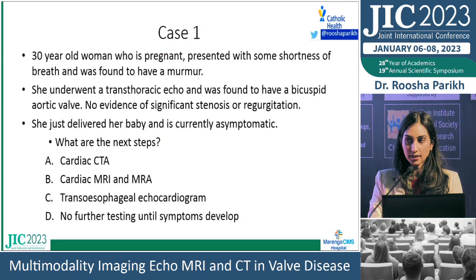So let's go with the first case. A 30-year-old woman who is pregnant presented with some shortness of breath and was found to have a murmur. She underwent a transthoracic echo and was found to have a bicuspid aortic valve. No evidence of significant stenosis or regurgitation. She just delivered her baby now and is asymptomatic. What are the next steps? Cardiac CTA, cardiac MRI and MRA, transesophageal echocardiogram, or no further testing until symptoms develop.